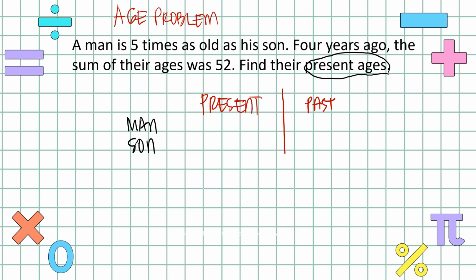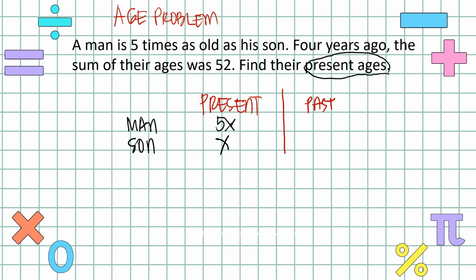But how we will represent their ages will depend on how they are described in our problem. And according to our first sentence, a man is 5 times as old as his son. So the man's age was described using his son's age. So we cannot represent the man's age without knowing the son's age. And since the son's age is unknown, we let it be x. Then after letting it be x, we can represent this as 5x to show that it is 5 times the son's age.